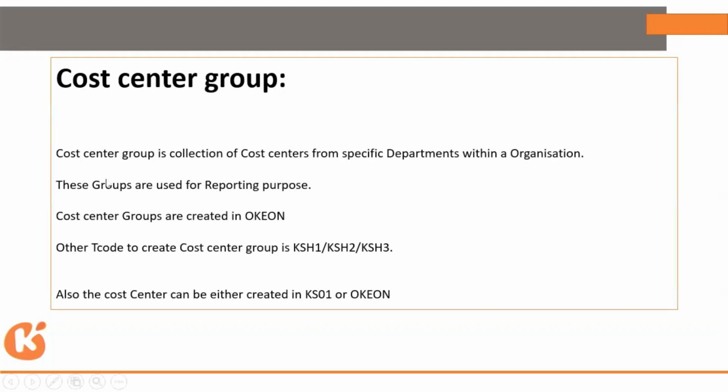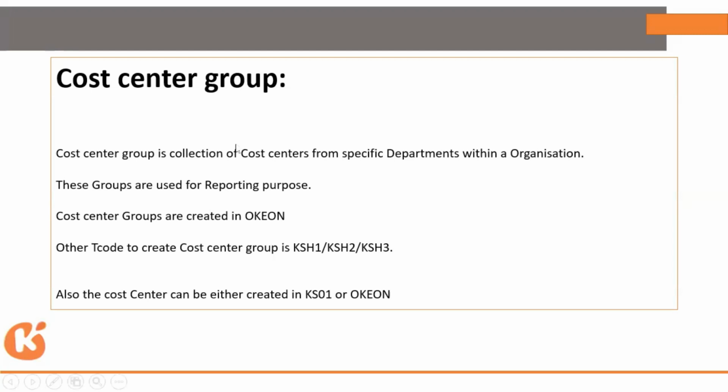And then we also create the cost center groups. We generally use the transaction code OKEON to create the cost center groups. These are the groups where we group together all the cost centers with similar characteristics. Like if the cost centers belong to manufacturing, we create them under a manufacturing group, one for the production group, service group, admin group, different groups we create. This is all important for reporting purposes.